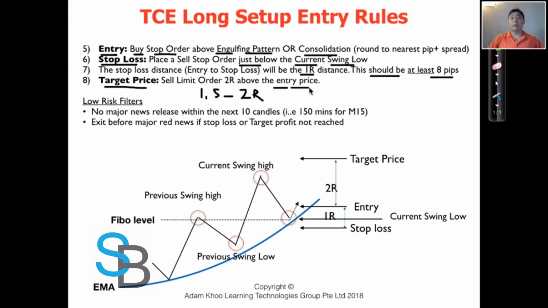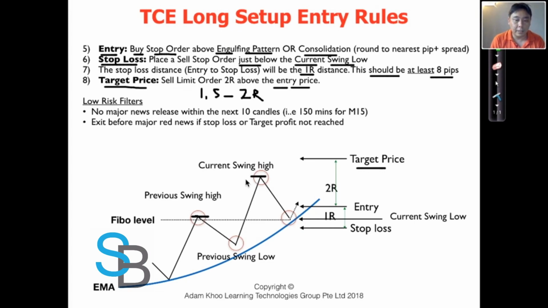All right, so it depends on the specific wave structure. So usually, I like to place the target price a few pips above the current swing high. All right, so you may say, okay, how many pips above do I place? Well, roughly, I would say, for example, if you look at the previous swing high and the current swing high, right? So I'll measure the distance between the previous swing high and the current swing high.